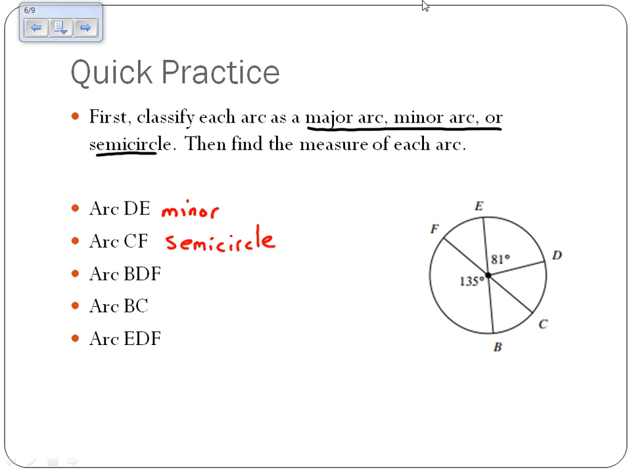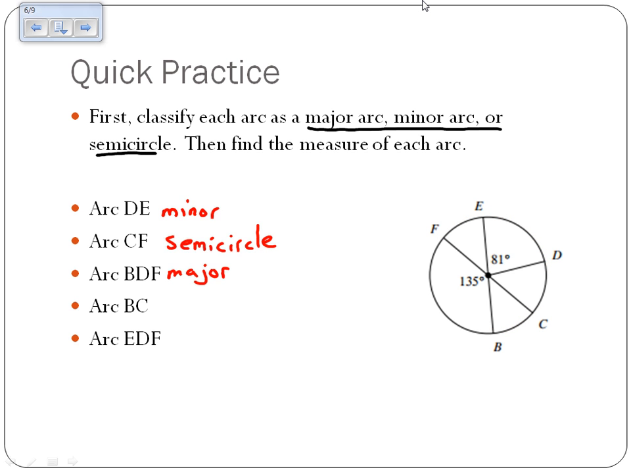Okay. Arc BDF. Julian? Major. How do you know, Julian? It's 3 letters. That's one hint. The other thing is, if you notice, we start here, we go to D, we keep going to F. That is more than half of the pizza, right? See how it walks around more than half of it? So it's got to be major.